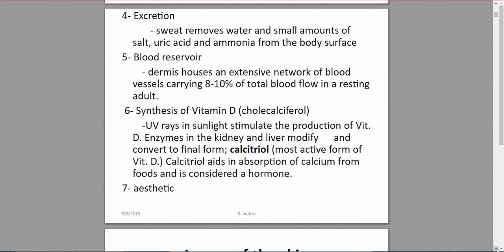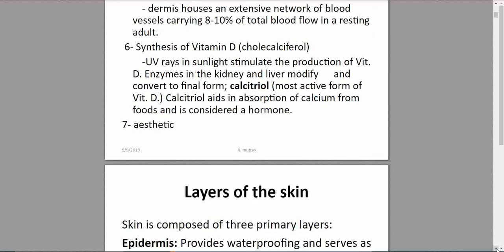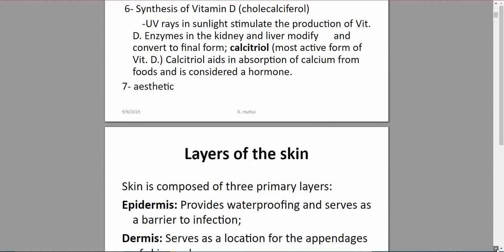The UV rays in sunlight stimulate the production of vitamin D. Enzymes in the kidney and liver modify and convert it to the final form, calcitriol, the most active form of vitamin D. So calcitriol aids in absorption of calcium from the food and is considered a hormone. And the last, it acts as an aesthetic.